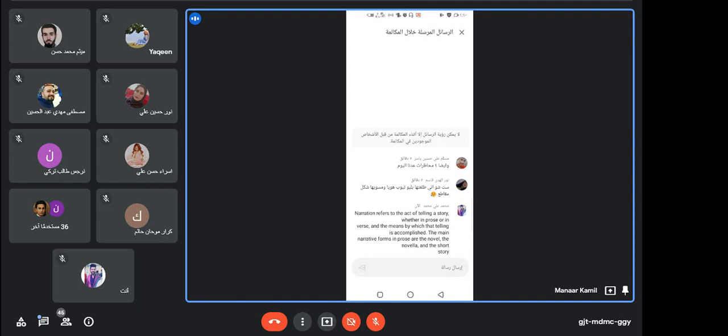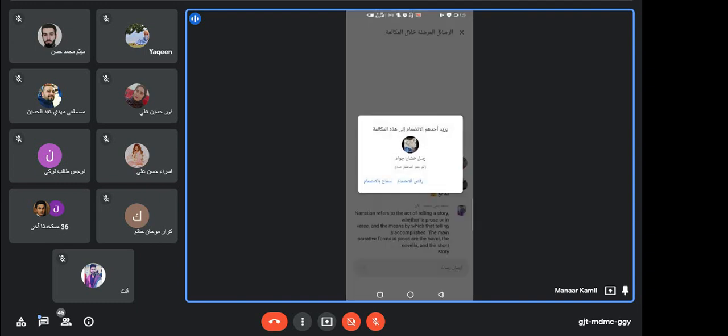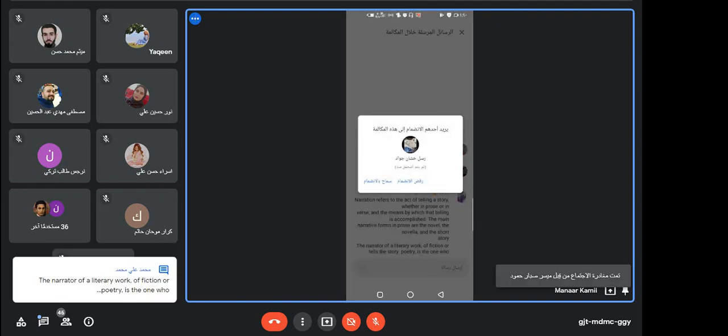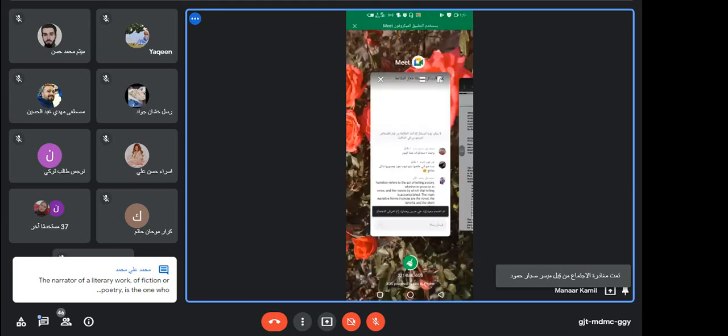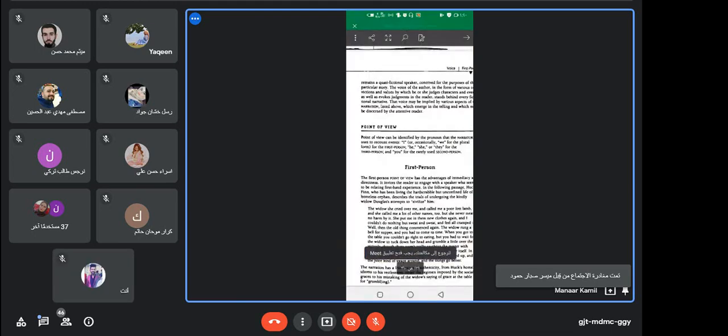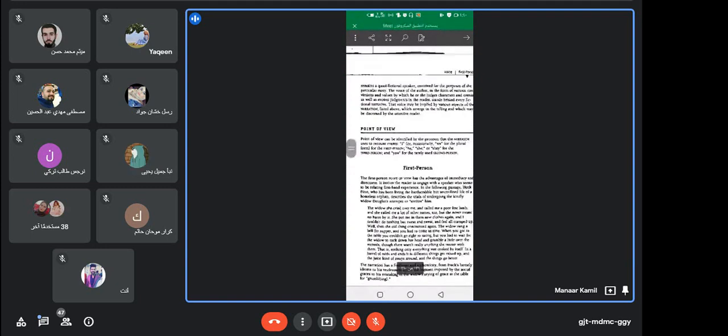He is writing something. Refers to the act of telling. Yes, that's right. Now we come to point of view. Usually there is a very important literary term called point of view. So what is the meaning of point of view? Okay. Point of view can be identified by the pronoun that the narrator uses to recount events.